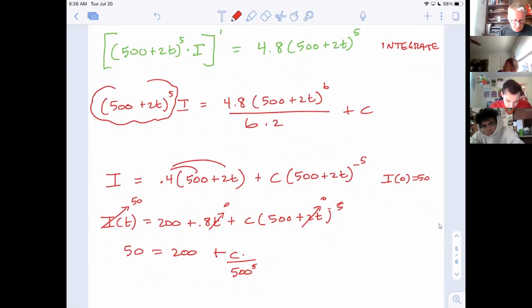So I'm subtracting 200 from 50, that's -150. And then I'm multiplying that times 500 to the 5th power. That just seems like it's really going to be enormous. So it's such an enormous number, I kind of find myself thinking I can't even write it down. So I guess I'll say c is equal to -150 divided by 500 to the 5th. Maybe I could simplify that a little bit, but let's just leave it alone.